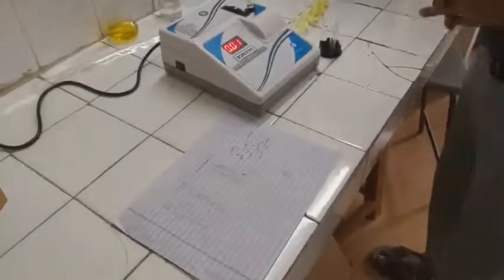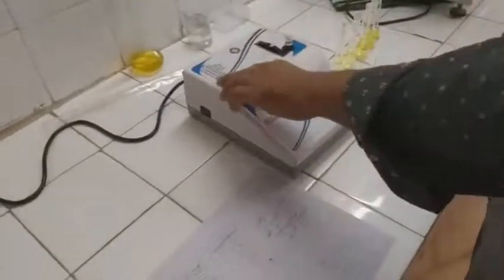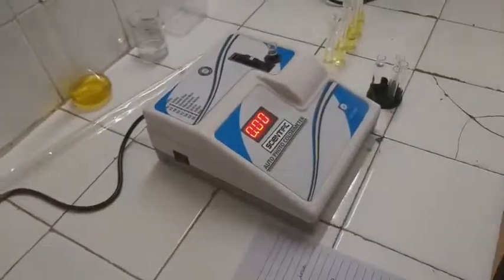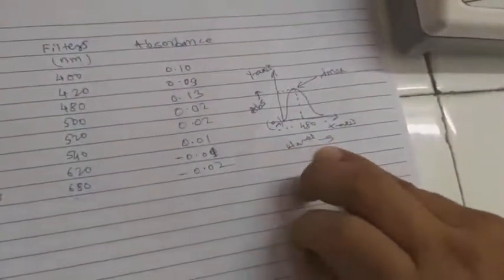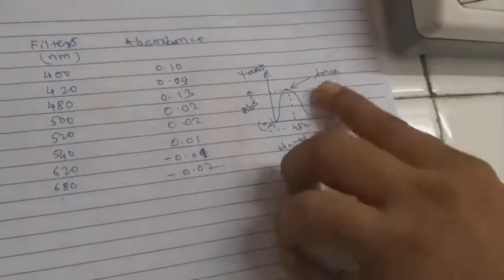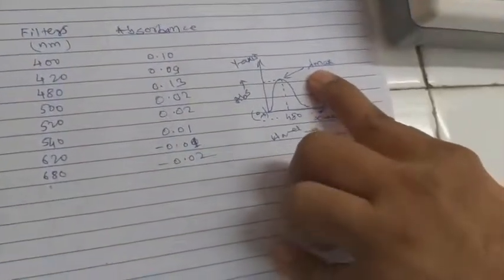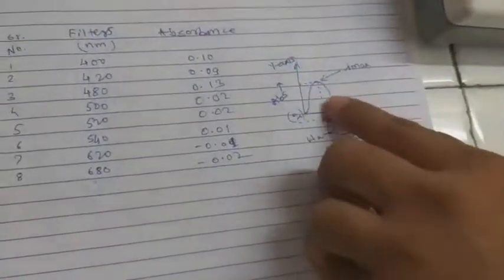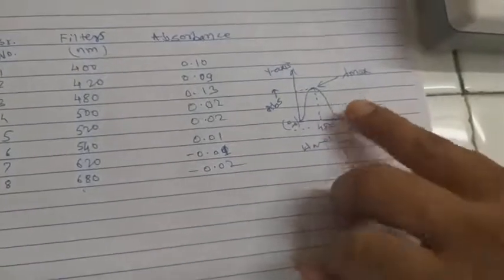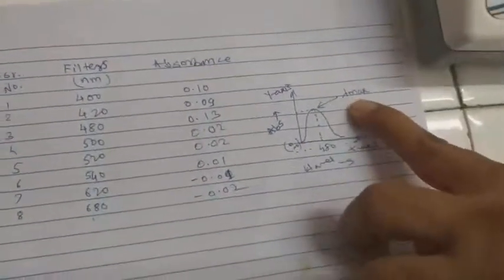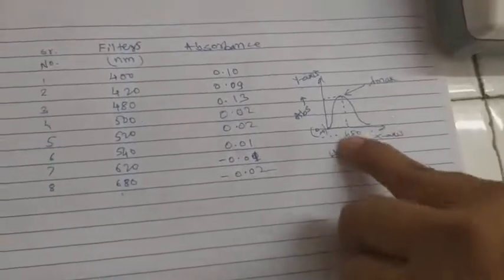So repeat the procedure for all the filters, and after repeating this procedure we get the absorbance for all the filters. Then draw the graph between absorbance against wavelength. You will get lambda max. You will get a graph like this, and this indicates that the lambda max value is 480 nanometer.